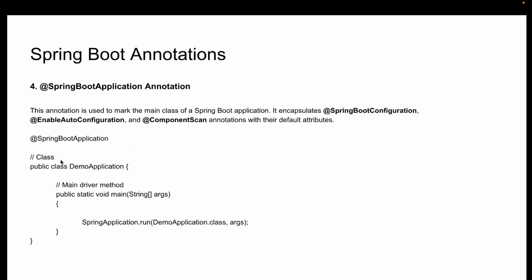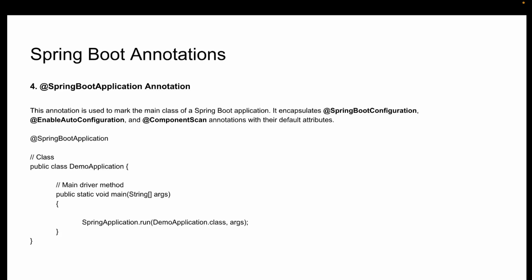See, this class is again that main class where we are starting our application. You see this code, right? SpringApplication.run, and in this run method we pass the class name, like DemoApplication.class, and we pass this args argument. So this class is the starting point of your application.